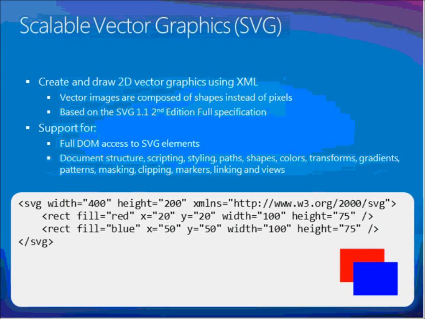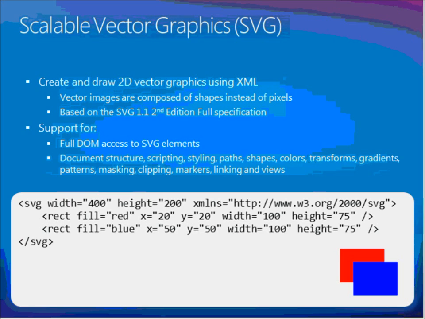With SVG, it's a vector-based image that is composed of shapes instead of pixels. That means that you can zoom in really quite well without losing any quality because you're drawing with shapes instead of pixels. We're implementing the SVG 1.1 second edition full spec. Now that's a bit of a mouthful, but that gives you an idea of the full implementation that we're doing in Internet Explorer 9. Most of the other browsers are only doing part or certain chunks of the spec.